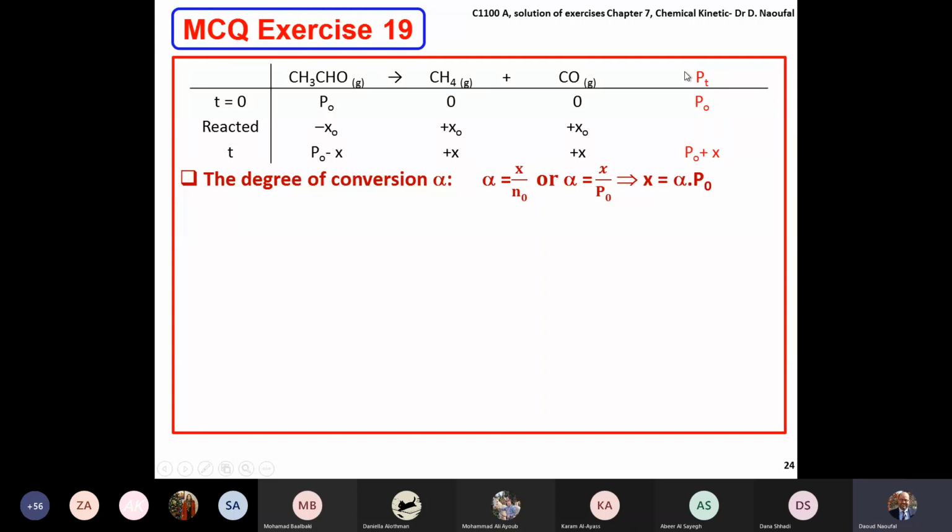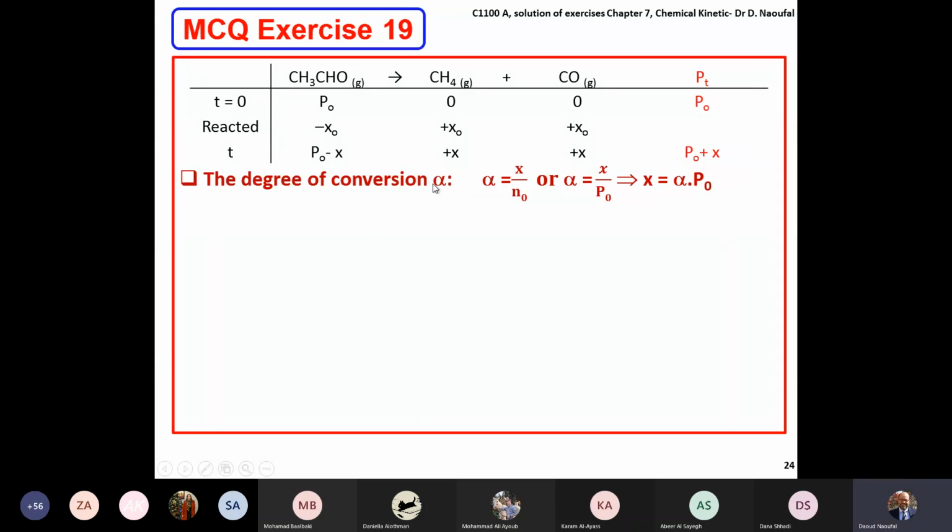Since in the exercise he asked us to find the integrated rate law as a function of P0 and as a function of P total, for this reason I add a column of P total. What is the degree of conversion?